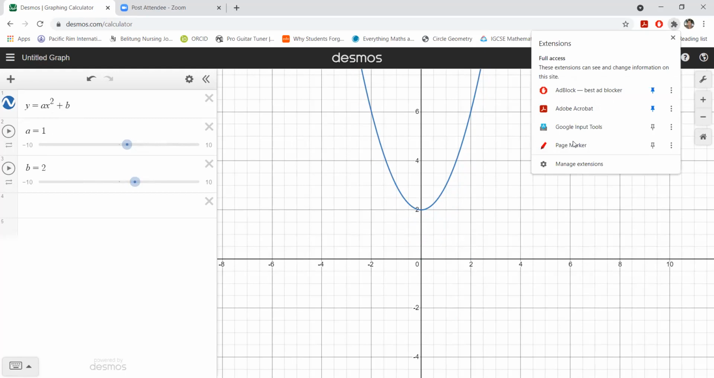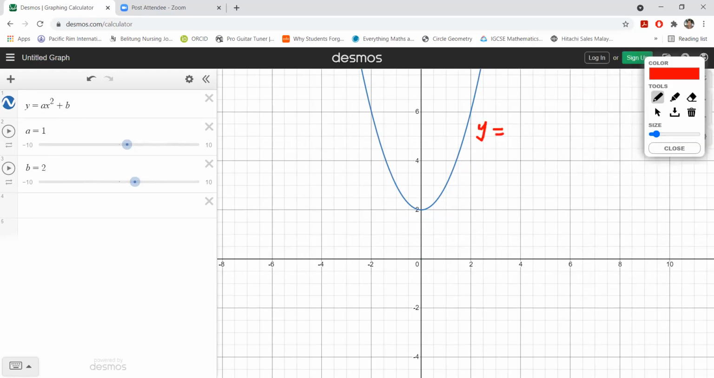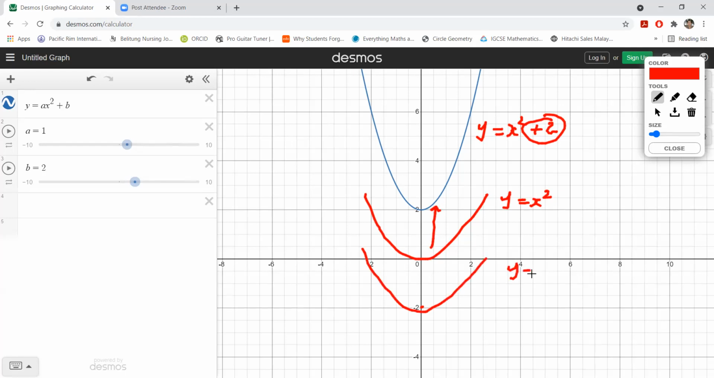So you may want to take notes now because we're not using the book. X squared plus 2. So its x squared graph moved up 2 units because y equals x squared would have been down here. All right, so you've just gone up 2 units that far. Okay, and when you go down 2, we would have the graph down here. So this would be y equals x squared minus 2.